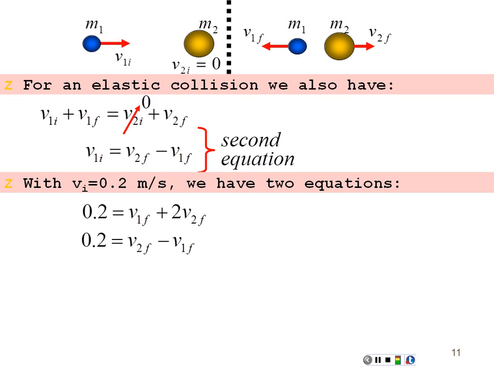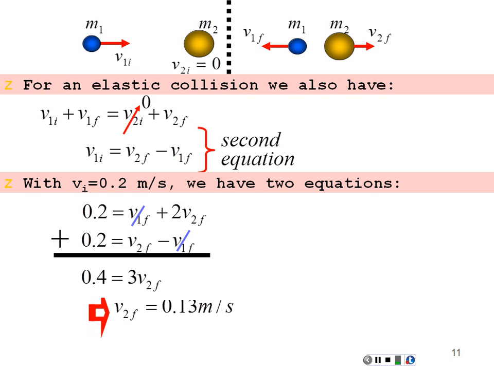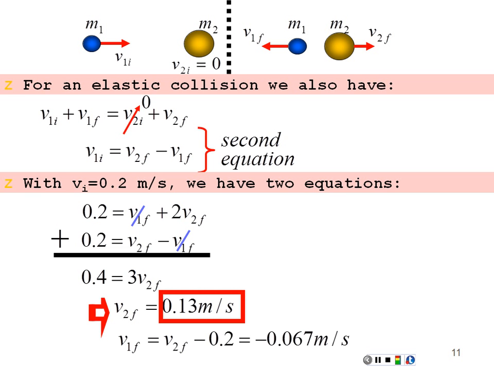If we add these two equations together, straight down, we get rid of the V1 finals because we have a V1 final plus a negative V1 final. So we end up with 0.4 equals 3 times V2 final, or V2 final is 0.4 divided by 3, or 0.13 meters per second. We can plug this into one of the other equations to get V1 final. V1 final is V2 final minus 0.2, or negative 0.067 meters per second. So that's how we would solve this, especially if we didn't know those formulas for the final velocities. We would solve it using conservation of momentum and our neat little equation for elastic collisions.